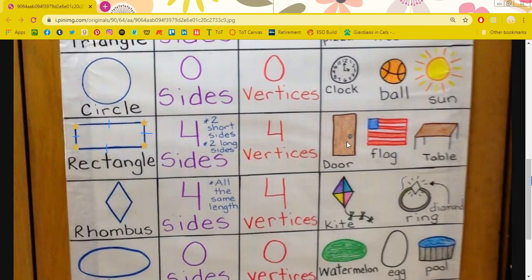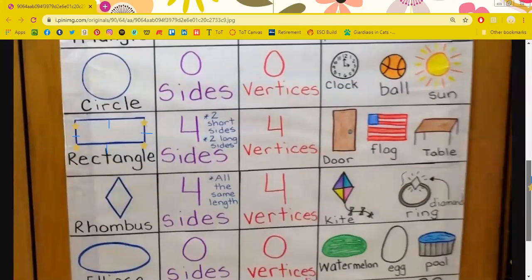You might be thinking maybe of a door, maybe our American flag, maybe our manipulative table is a rectangle. Maybe some of the things you've played on outside with coach, or on the playground at recess. Lots of rectangles in our world too. I'm thinking of a yummy, yummy lasagna.